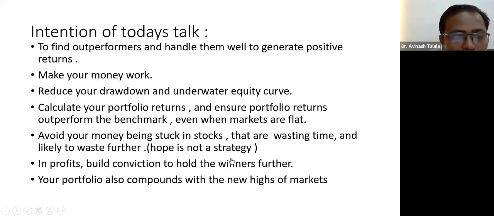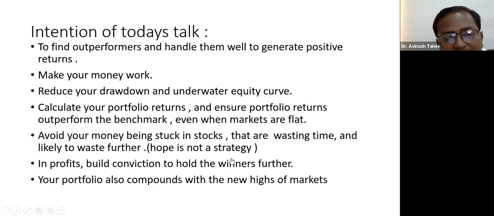So this is one of the ways that we can ensure that we are on the right track and we should continue this further. Calculate your portfolio returns and ensure that it compounds when the market makes new highs.